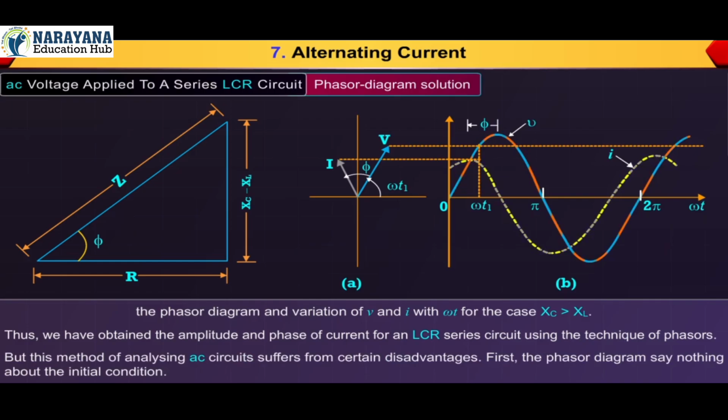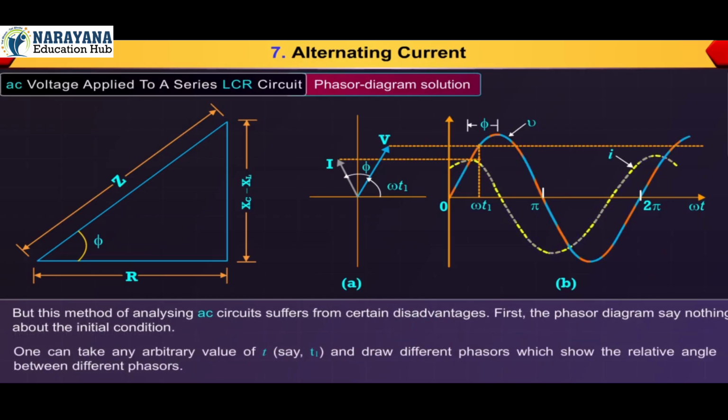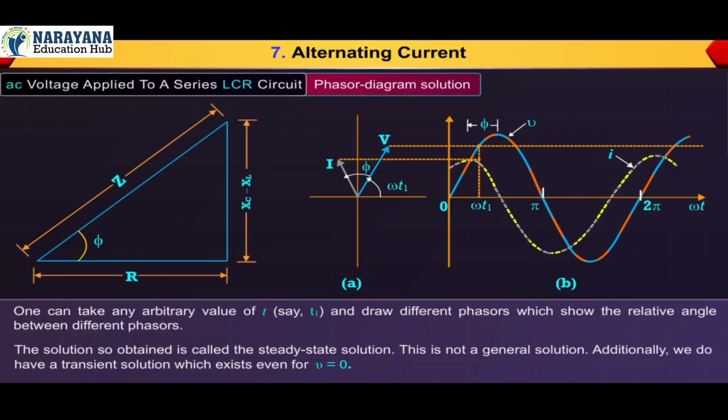of phasors. But this method of analyzing AC circuits suffers from certain disadvantages. First, the phasor diagrams say nothing about the initial condition. One can take any arbitrary value of t, say t1, and draw different phasors which show the relative angle between different phasors. The solution so obtained is called the steady-state solution. This is not a general solution.